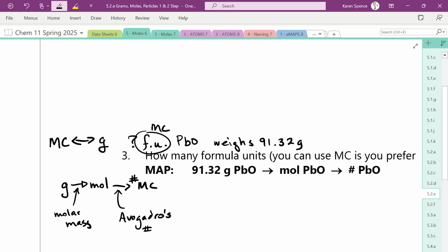And then what can you do? Now you have a conversion factor that converts grams and moles. Okay. Start with grams.